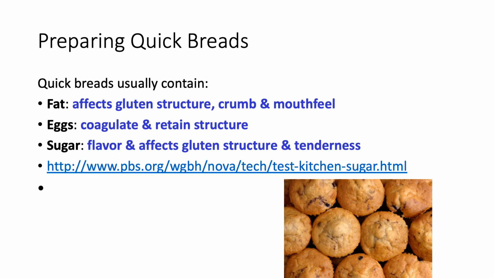Preparing quick breads. Quick breads also usually have some kind of fat, generally butter or some other fat or fat replacer like applesauce. That's going to affect gluten structure as well as the crumb, so the interior texture and the mouthfeel of the product when you eat it. Eggs as well help coagulate and retain structure. Especially in gluten-free flour recipes, a lot of times they'll have eggs or egg yolks to help give them the structure that they lack because they lack gluten. Sugar as well adds flavor, affects gluten structure, and adds some tenderness.